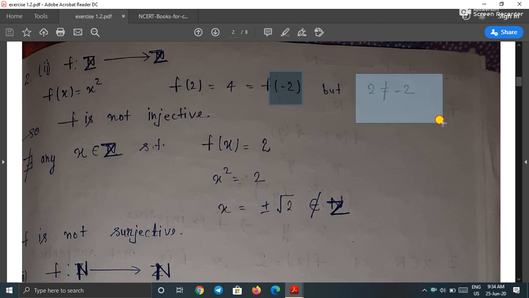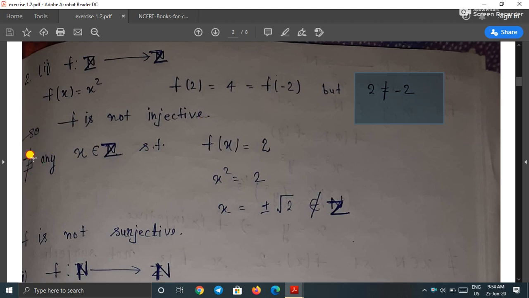So two different points have the same image, so f is not 1-1, because for the function to be 1-1, different points cannot have the same images.